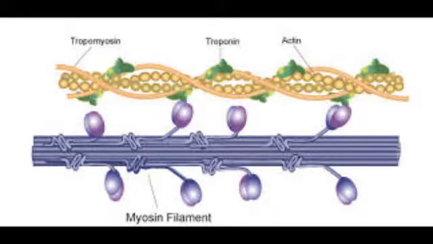Let's take a closer look at what's going on inside our muscle cells. Within the muscle cell, there are two filaments that allow for contraction. These filaments are called myofilaments.